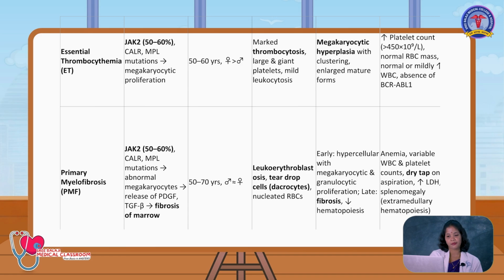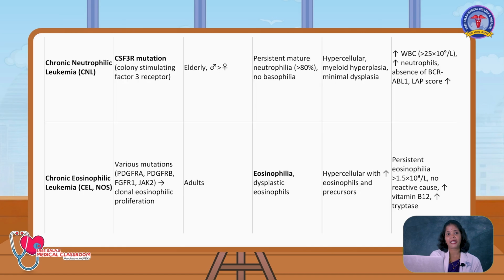In primary myelofibrosis, a JAK2 mutation will be encountered. People of 50 to 70 years will be affected, and males and females are equally distributed. Leukoerythroblastosis, teardrop cells, dacrocytes and nucleated RBCs are seen in the peripheral smear. Bone marrow shows hypercellularity, myeloid hyperplasia and minimal dysplasia. The lab finding will be a dry tap, and the cell counts will all be decreased, like decrease in the WBC count, platelets and RBC count. They will present with a picture of pancytopenia.